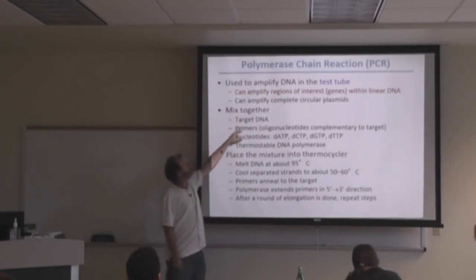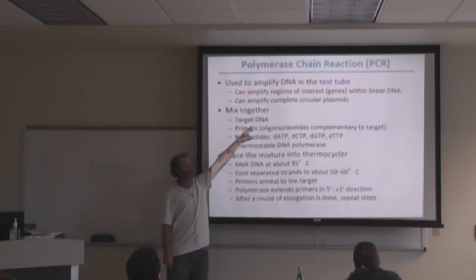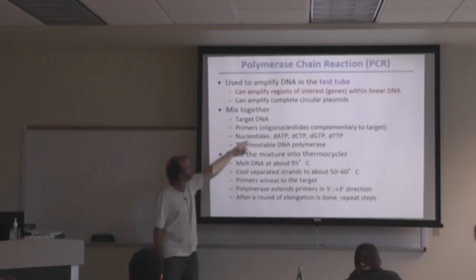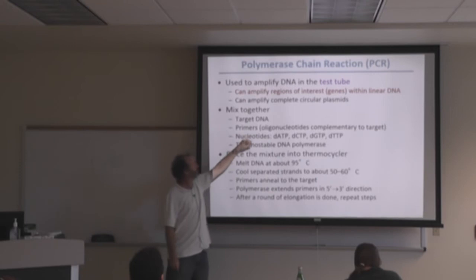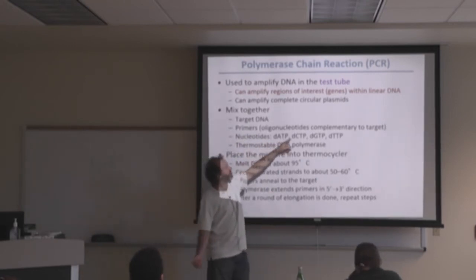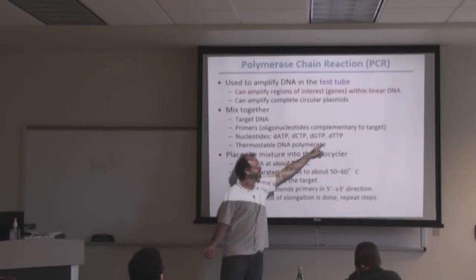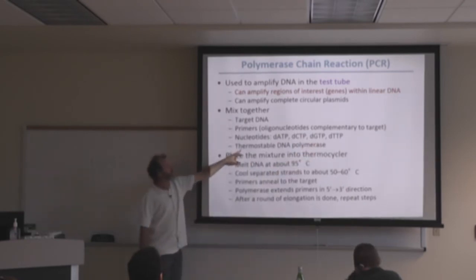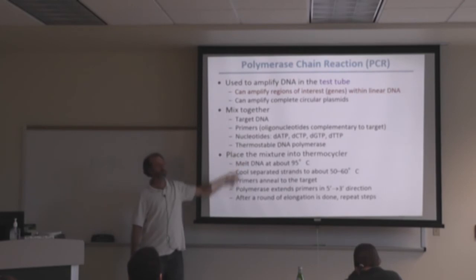And you're going to mix together your target DNA, which is known as your template, right? Primers, which are complementary to the target. Nucleotides, so you need deoxy-ATP, deoxy-CTP, deoxy-GTP, and deoxy-TTP. And then a thermostable DNA polymerase.